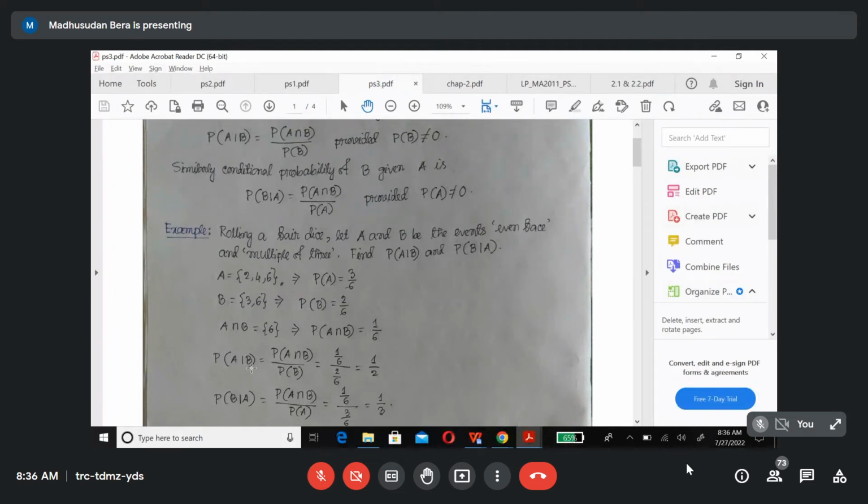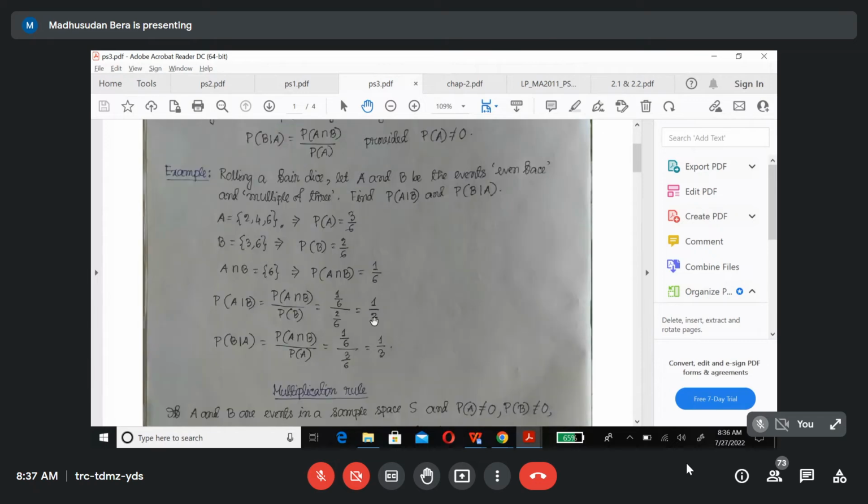Now for calculating A given B, we require A intersection B. That's why we are calculating the probability of A intersection B. So 2, 4, 6 and 3, 6. Common is 6. So P of A intersection B is 1 by 6. P of A given B, by the formula, is P of A intersection B by P of B. A intersection B is 1 by 6, P of B is 2 by 6. So half. B given A is B intersection A by P of A. 1 by 6, P of A is 3 by 6. That way it is done. So finding conditional probability is clear.